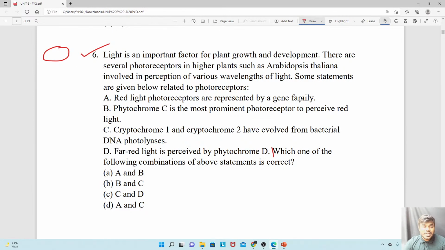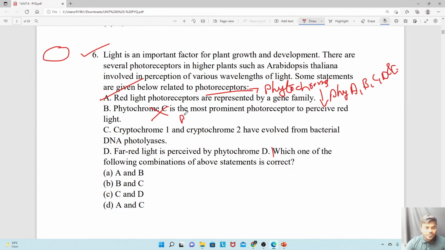Okay, look into the question. Red light photoreceptors are represented by a gene family. Here what are red light photoreceptors, friends? Nothing but phytochromes only. We have already discussed this very clearly in today's class. Phytochromes can be coded by 5 genes. I told you phytochrome A, B, C, D and E. So absolutely true statement, option A. Now look into option B. Phytochrome C is the most prominent one. No, right? We have phytochrome A and phytochrome B. These two are more prominent, not phytochrome C. Hence, option B is a wrong statement.